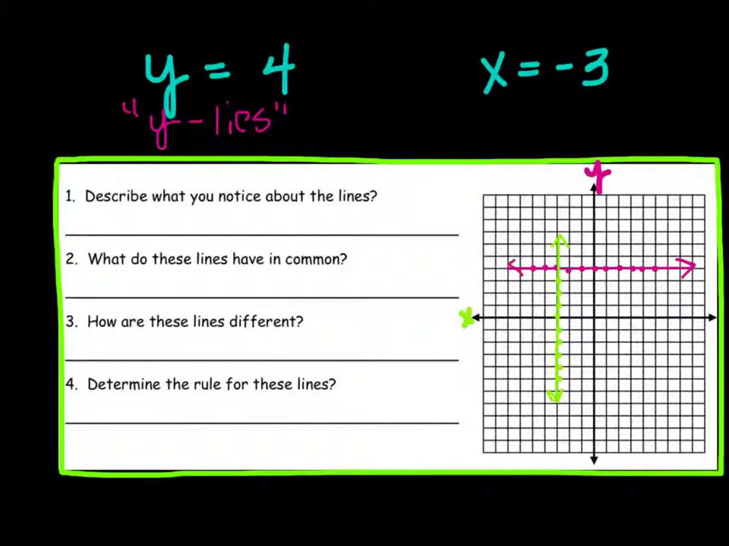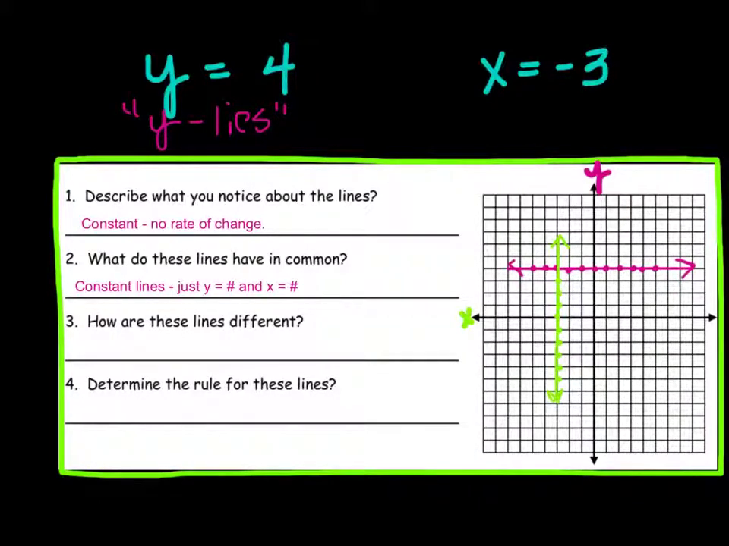Now, what we notice about these lines is there's no increase or decrease in them. They are both constant lines. There's no rate of change here. There's no specific value that it's increasing by or decreasing by. It's simply constant. The number is not changing. Now, what do these lines have in common? Well, they only have one number. It's either y equals a number or x equals a number. So there are no two variables in this one. So again, they have in common they're constant lines.